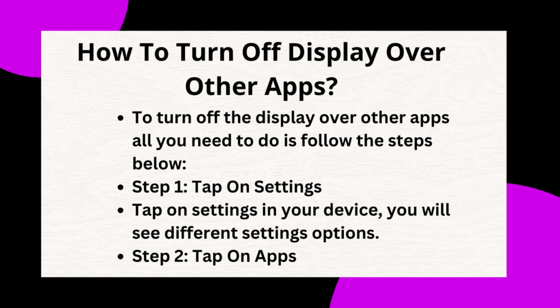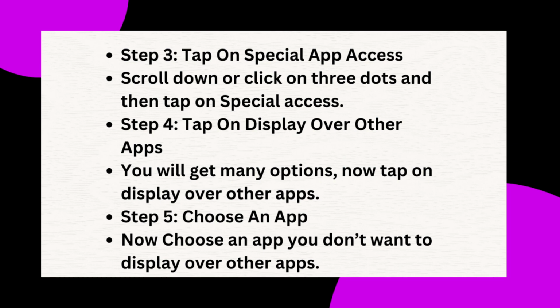And step 2, tap on Apps. And step 3, tap on Special app access. Scroll down or click on the three dots and tap on Special access. And step 4, tap on Display over other apps. You'll get many options. Now tap on Display over other apps.